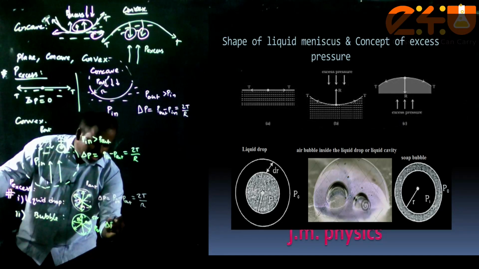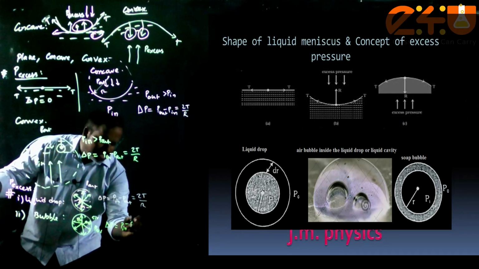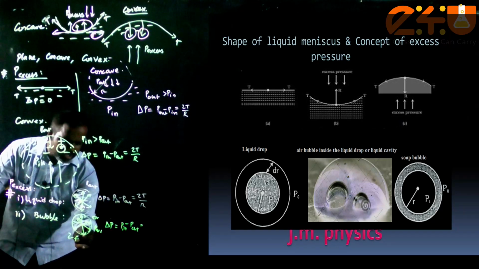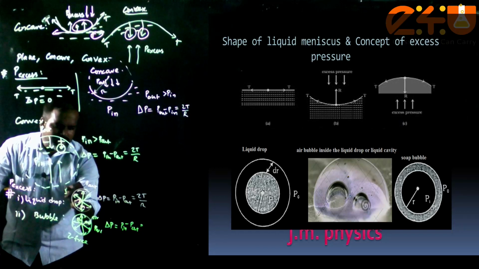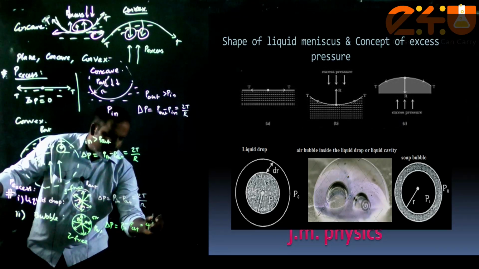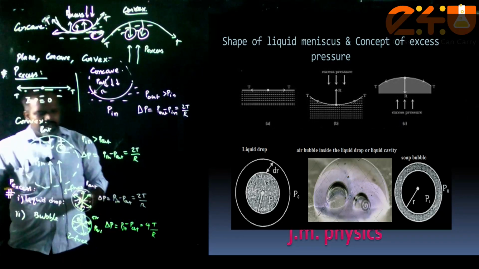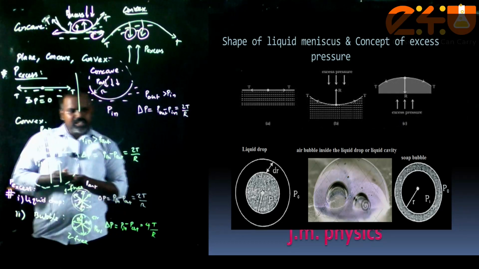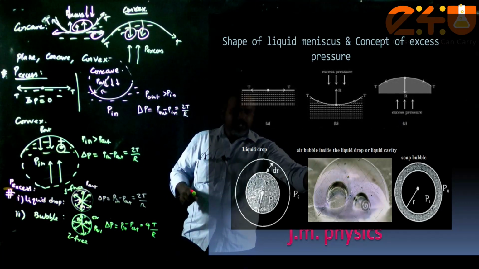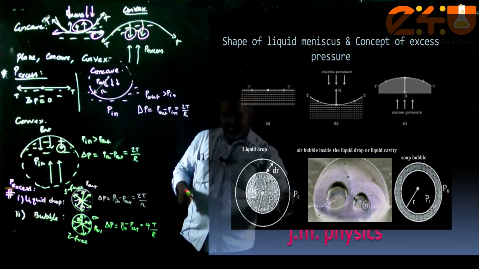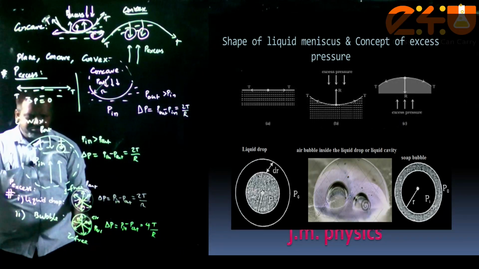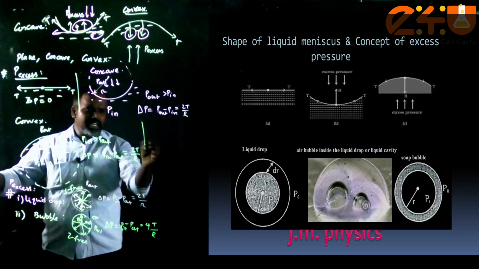Therefore again we can write delta P equals P in minus P out, and since the bubble has two free surfaces while the drop has only one, it is two times that, equal to 4T by R. Now we consider the third one, the diagram given here. This is a big liquid drop, and inside it some air bubble exists.